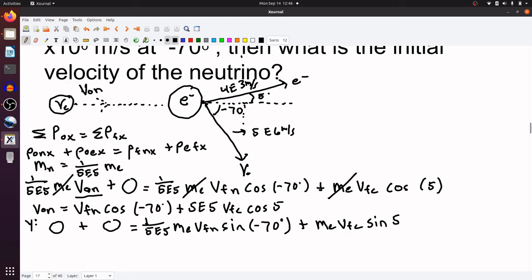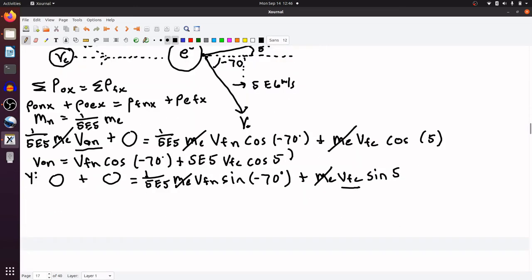Okay, I said this is easier in some regards. It is, because we can actually use this to solve for the final velocity of my electron, and then I can plug it in up here to figure out the initial velocity of my neutrino. So we'll go ahead and do that now. Let's start solving it. Notice one other thing I forgot to do: I can cancel my m_e's. That's going to make it a little bit easier. And I'm going to solve this now for the final velocity of my electron.